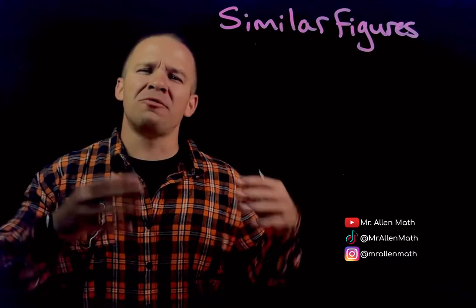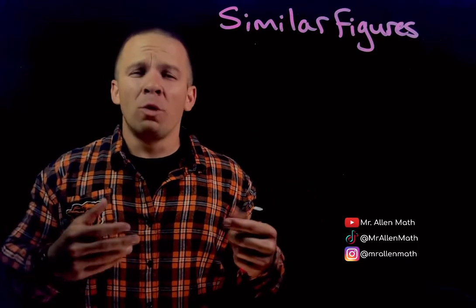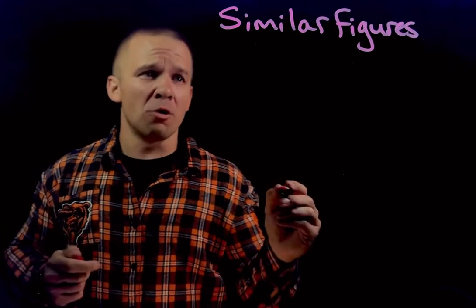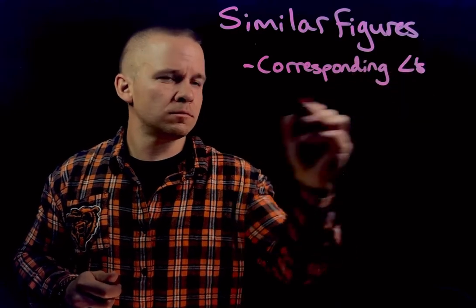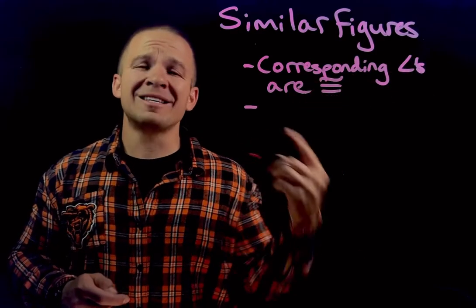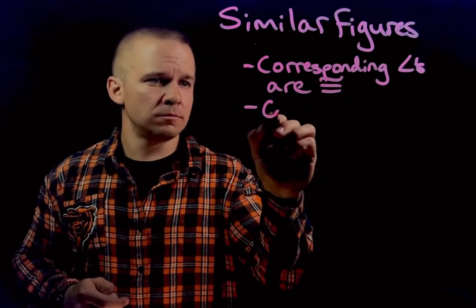We're going to talk some similar figures. So what does it mean to be similar figures? Well, you basically need two qualifications, all right? Our corresponding angles need to be congruent, and our corresponding sides need to be proportional.